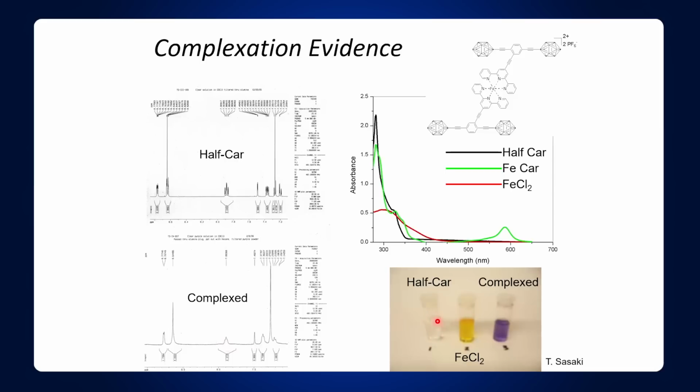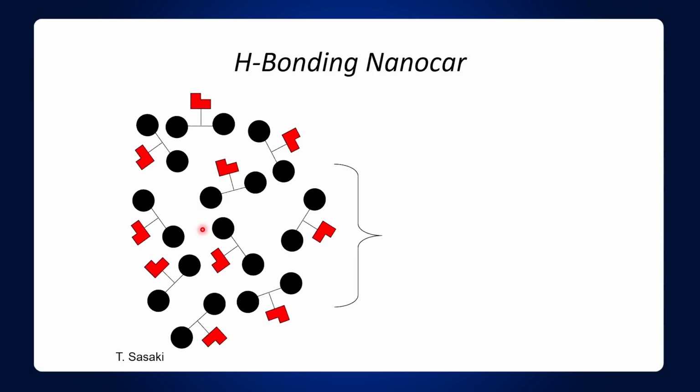The half car doesn't absorb light in the visible region. If you just take ferric chloride, which is just a yellow solution, you add the ferric chloride to the half car, and then boom, you got the complexed car. And then you're seeing the wavelength much further out. And the NMR substantiates this.